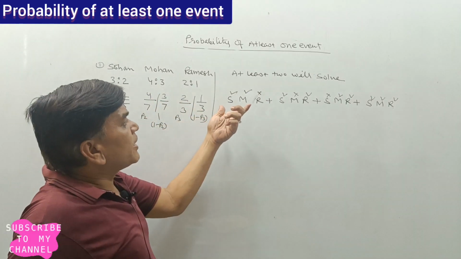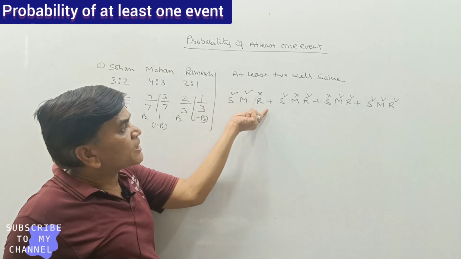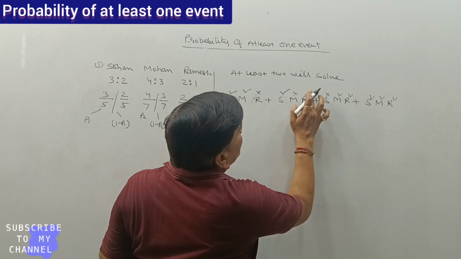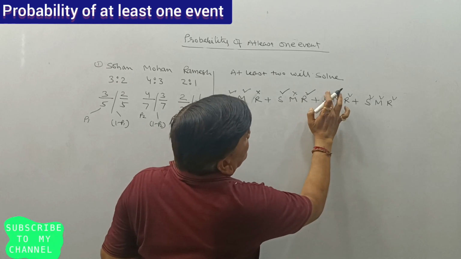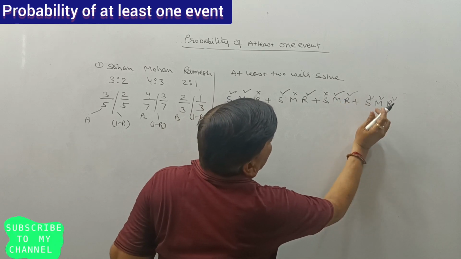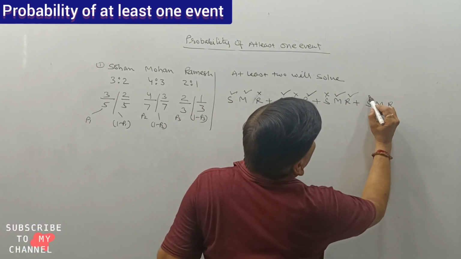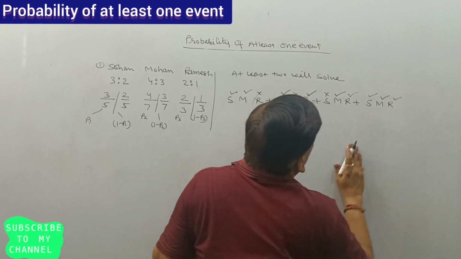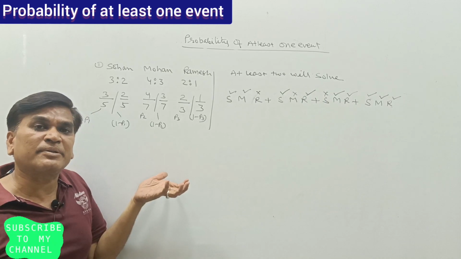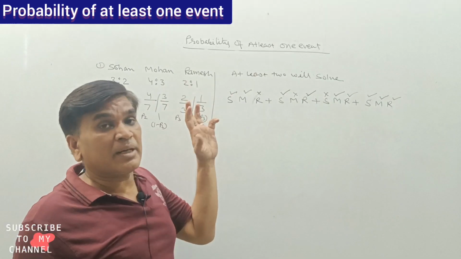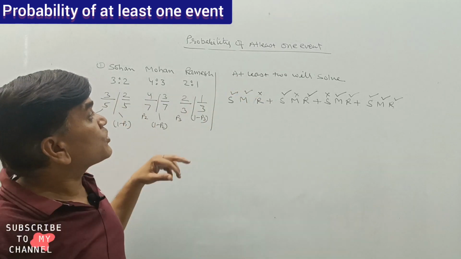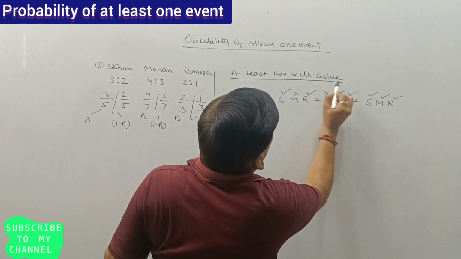At least 2 event: when Sohan and Mohan solve, Ramesh cannot solve. Sohan can solve, Mohan cannot solve, Ramesh can solve. Sohan cannot solve, Mohan can solve, Ramesh can solve. Or it may be possible all 3 solve. The question says at least 2 event, it means minimum 2 events, and there may be 3 events also. We have done the question related to at least 1 event. Here the question is related to at least 2 events.